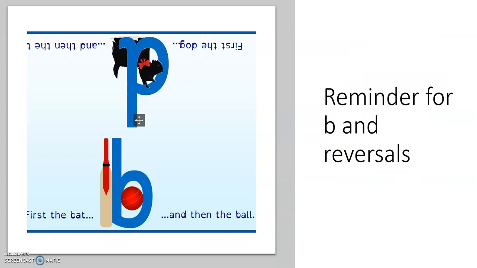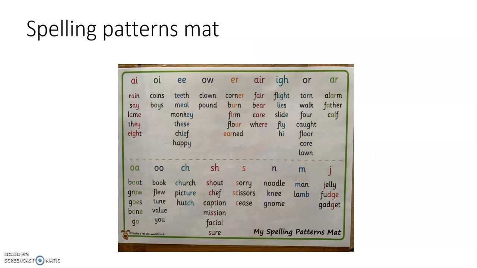Also, there's things like just wee prompts, like to remind the boys and girls what way round the B and the D goes, as that's a common thing that people can get mixed up with. The spelling patterns mat gives us some spelling patterns, some sounds, and different ways that words can be spelled with the same sound. So it can be just a wee prompt for boys and girls.